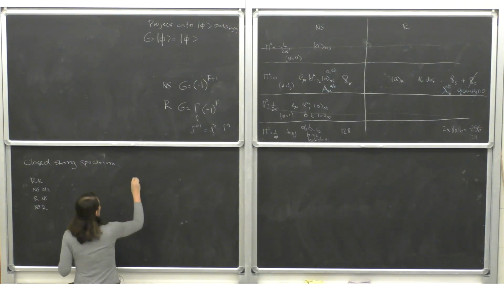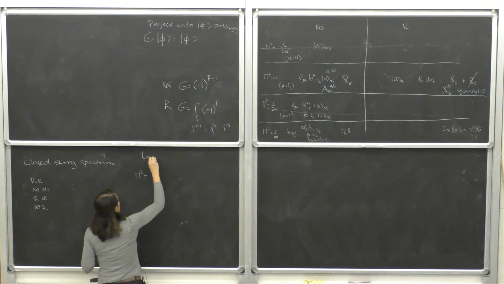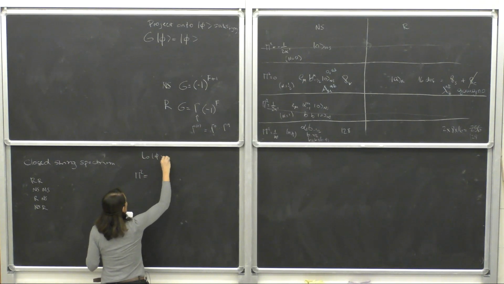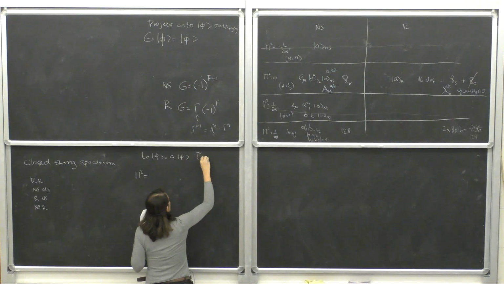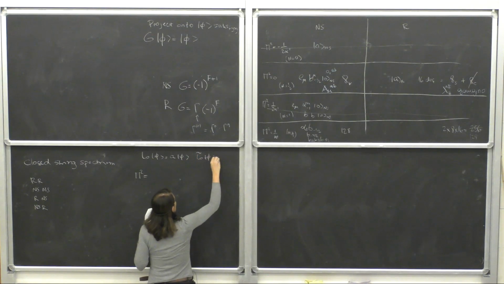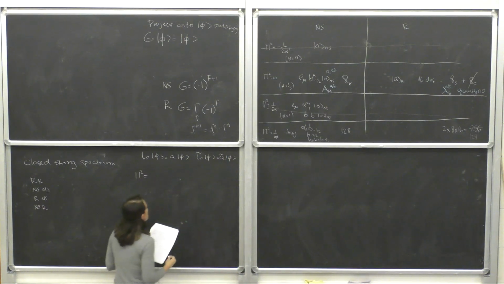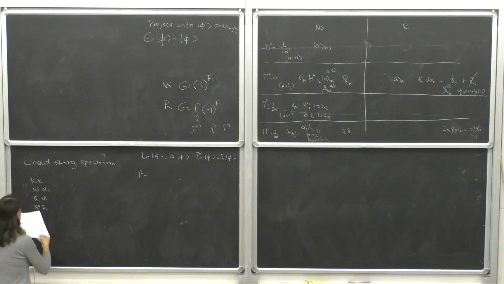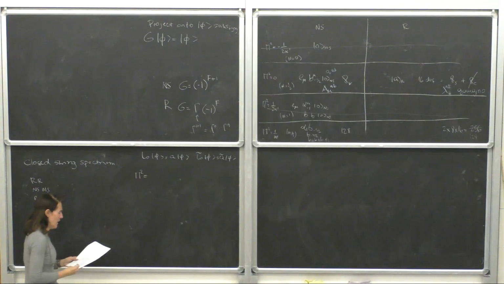But so remember we have L0 phi equals a phi, L0 tilde phi equals a tilde phi, because if you are, for example, in the RNS sector, a is not going to be equal to a tilde.